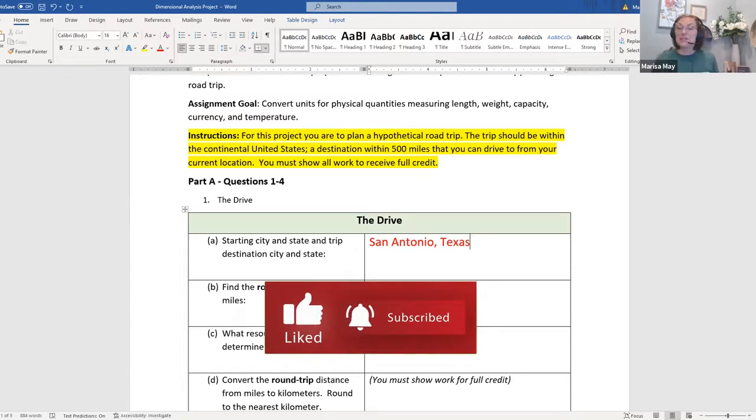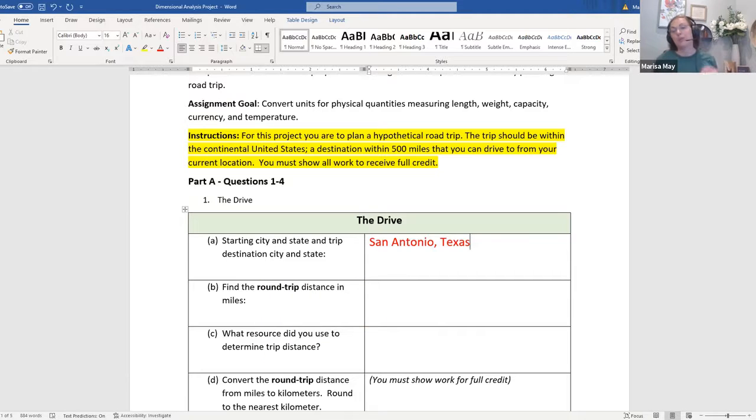You obviously don't live in Texas, so you're not going to choose this one. You're going to choose one that's close to your home. You can choose anywhere. So after I chose San Antonio, I went to Google Maps and I calculated the distance that San Antonio is from my home. And it is 199 miles from my home, but we want the round trip. So you can see I multiplied by 2 to get 398 miles.